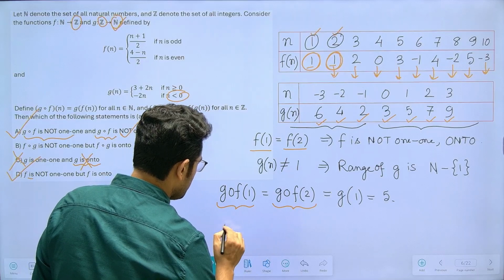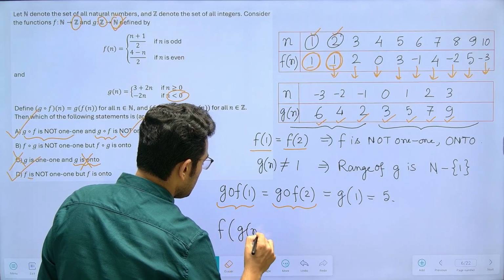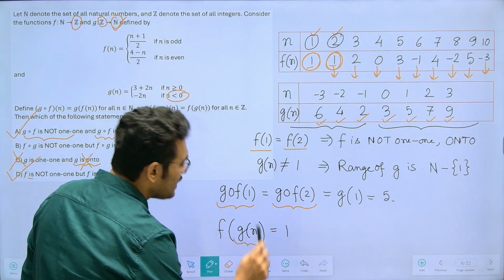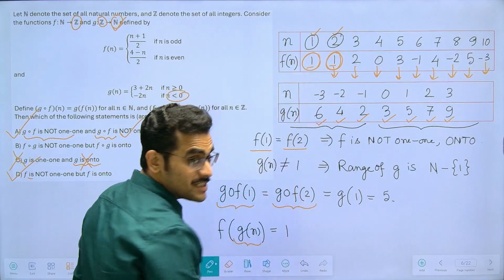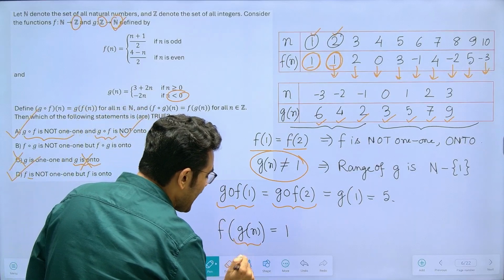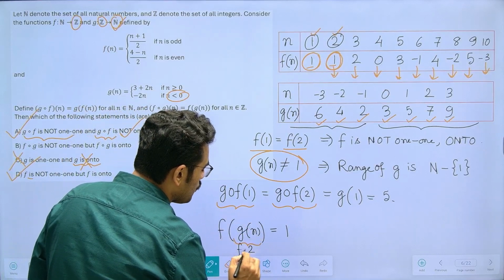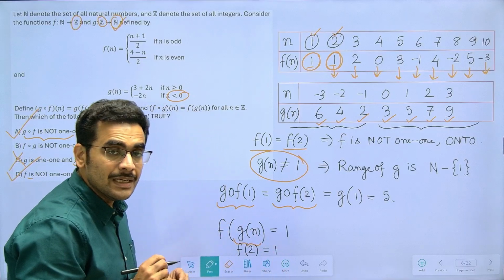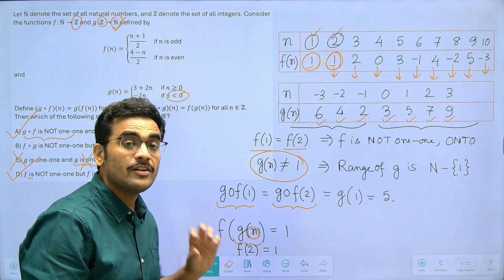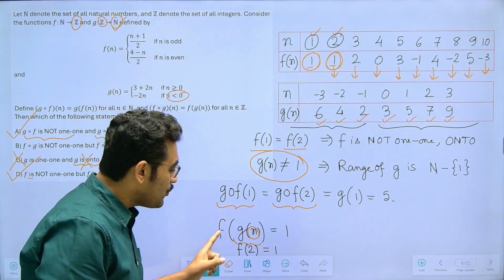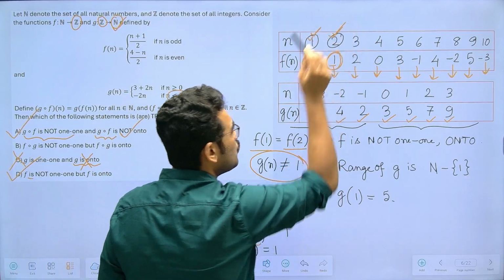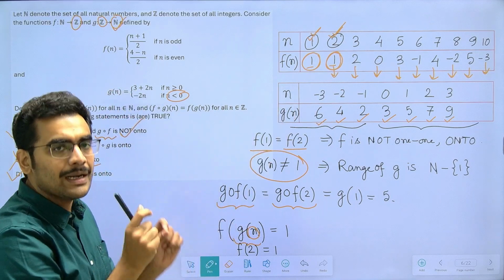So F of Gn equal to 1. If I consider this equation, now here Gn cannot take the value 1. We already know that Gn can never take the value 1. That means Gn can take the value 2. If Gn is 2, then F2 is equal to 1. That means there exists no such n value for which FOG can repeat its value. Because for FOG to be 1, Gn should take the values 1 and 2. Then only the corresponding FOG value will be 1 and 1.